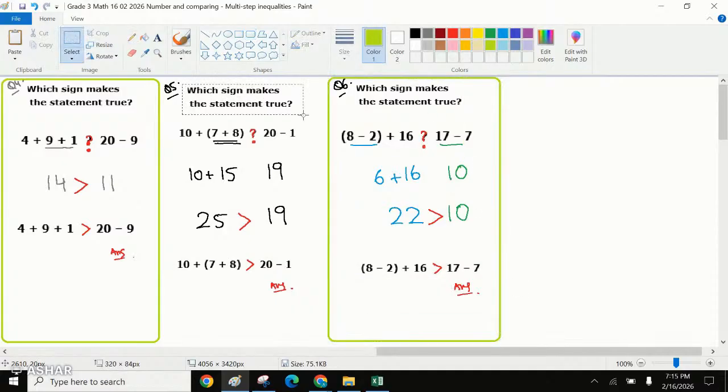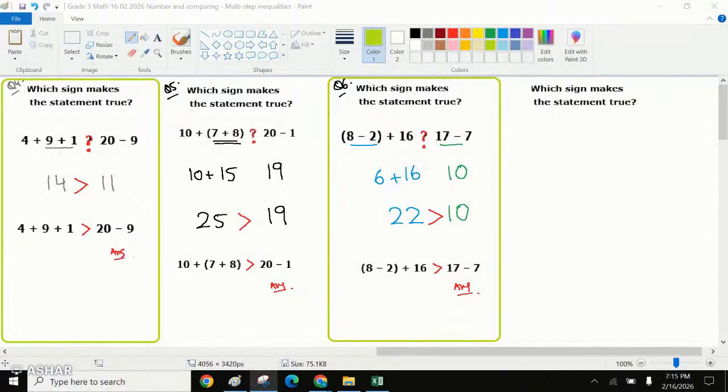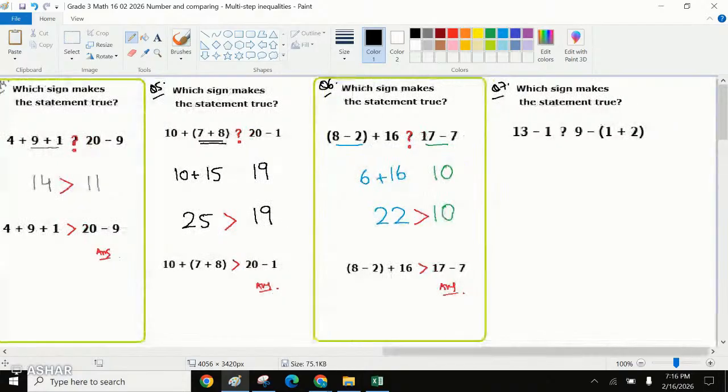Okay. For the next question, it says, which sign makes the statement true? Question number 7. Yes, perfect. Perfect, Ethan. 13 minus 1, and we have a question mark. Okay. So if this is a statement given to us, we need to find which side is greater, or which sign do we need to use over here. Nate?